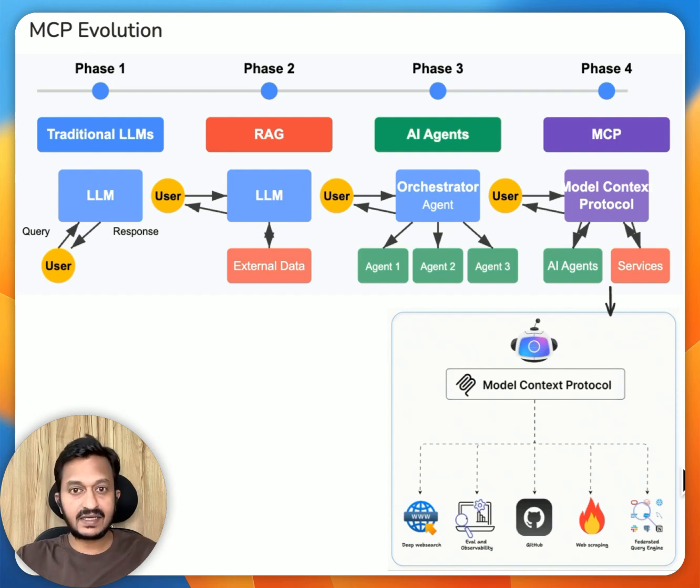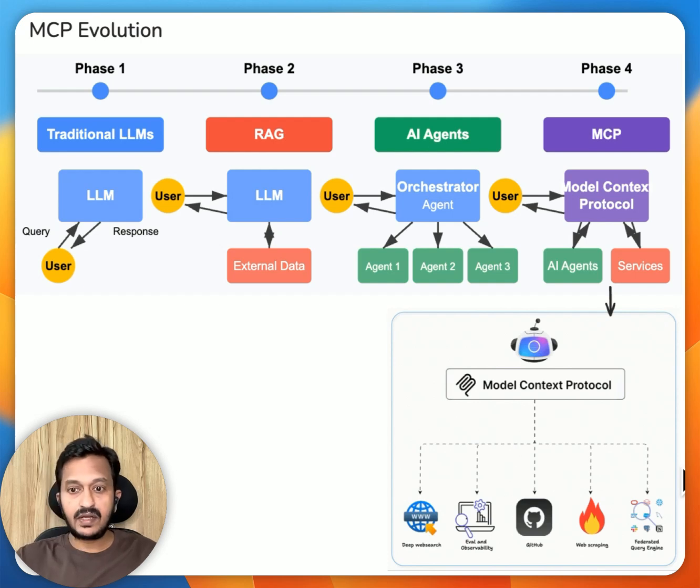But before directly jumping into what is MCP and how does it work, let's go back a little bit and try to understand the evolution of MCP. How did we come till here? So it all started with traditional LLMs. LLMs responded based only on their training data. And if you asked for real-time information, LLMs started hallucinating.